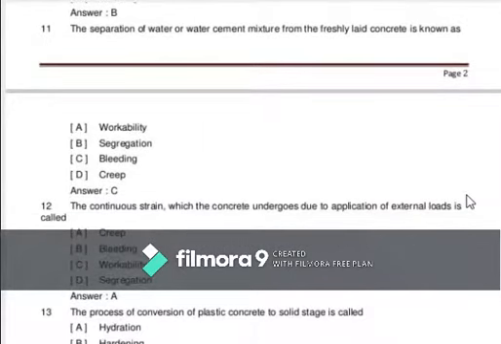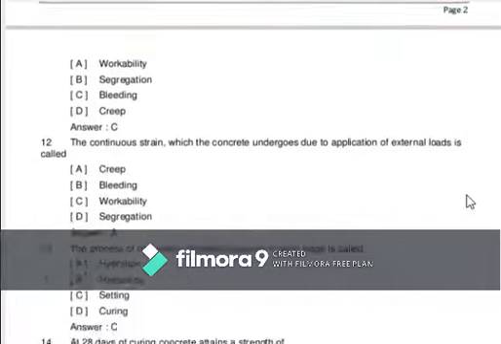The separation of water or water cement mixture from the freshly laid concrete is known as workability, segregation, bleeding, and creep. It's very simple. In bleeding there is the separation of water. So the answer is option number C.